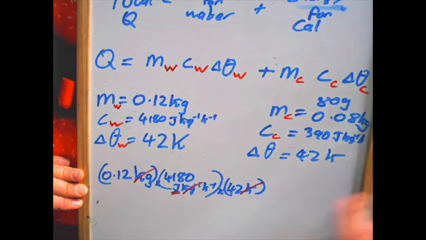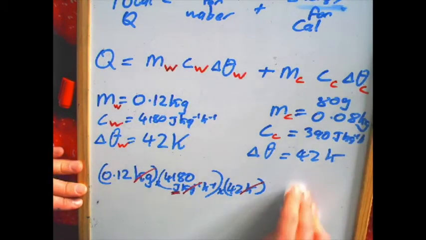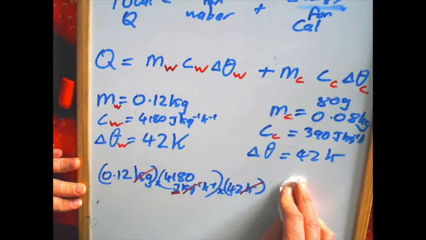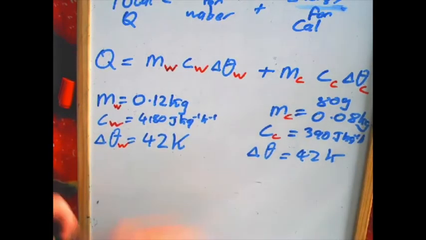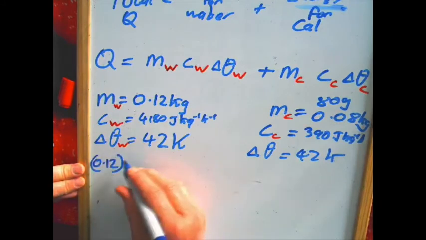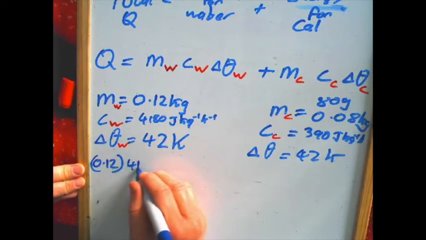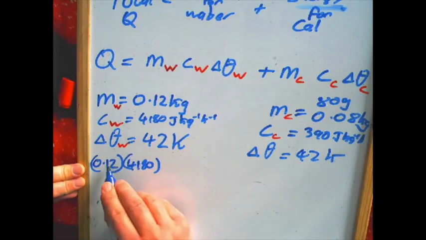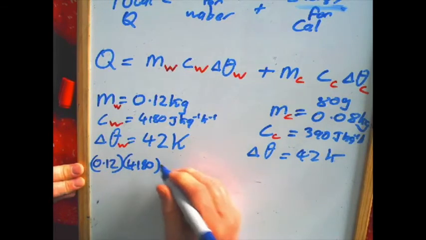Kilograms by kilograms to the minus 1, they're going to cancel each other out. Kelvin to the minus 1 times Kelvin is going to cancel out, leaving us with just joules. So our unit will make sense, but just so we don't run out of room, if it's okay by everyone, I'm going to just leave them out for now, just put in the numbers.